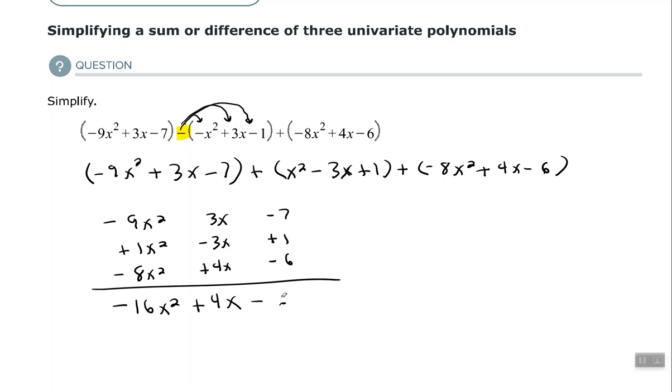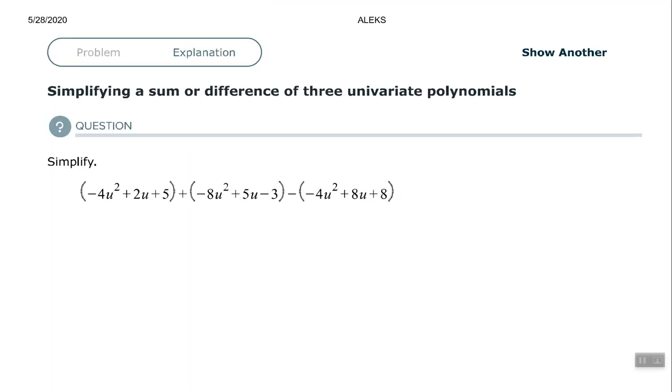Let me write that correctly. There we go. All right, so negative 16x squared plus 4x minus 12. So if you don't want to write it vertically, you don't have to. I think it just makes it easier to see what you're combining. All right, let's look at one more. And you may want to pause the video and try this problem for yourself.